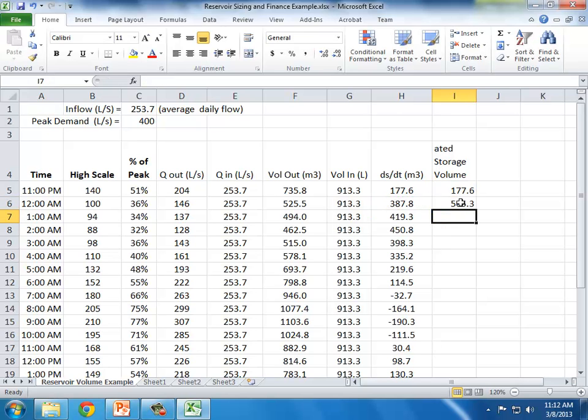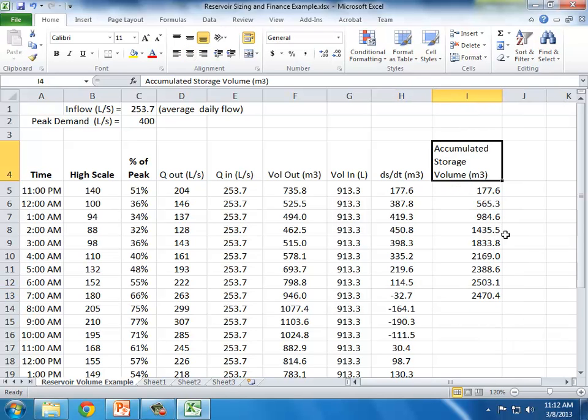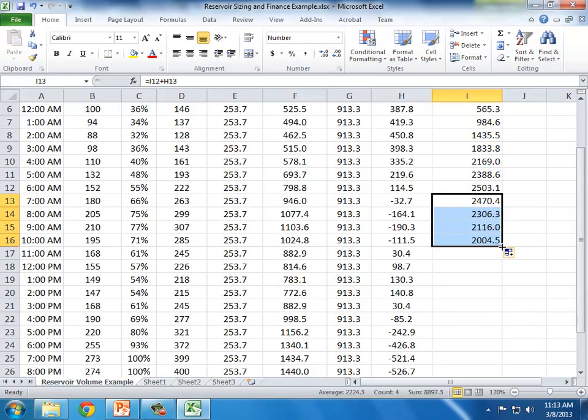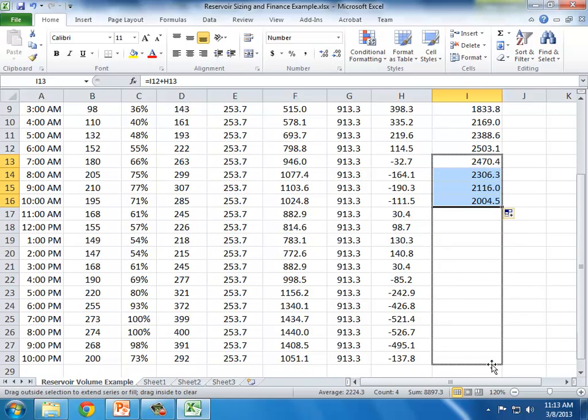And so then we can drag that down and find out how much is in the reservoir at 1 a.m., 2 a.m., and so forth. So now you'll see that it actually decreased a little bit because there is more going out than coming in, and so the accumulated storage volume is going to get a bit smaller. I'll drag it all the way to the end now.